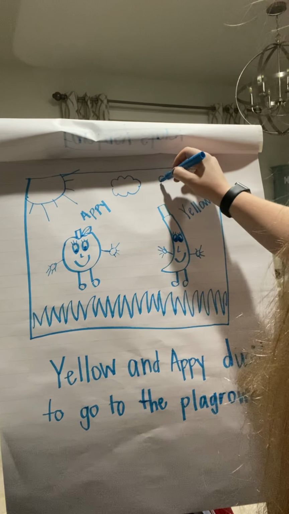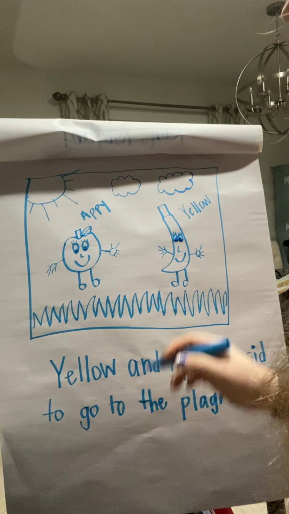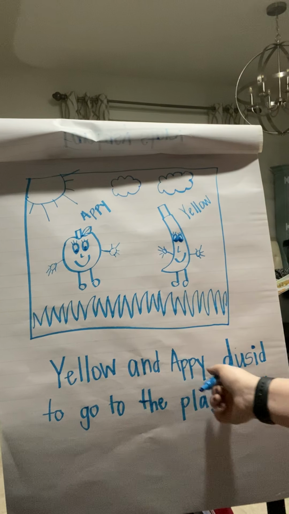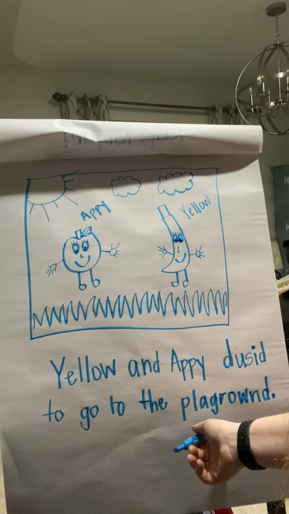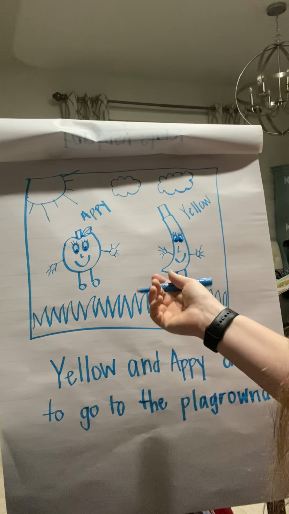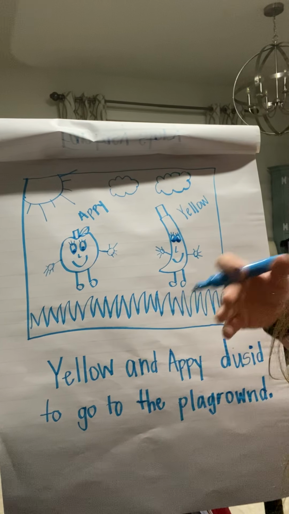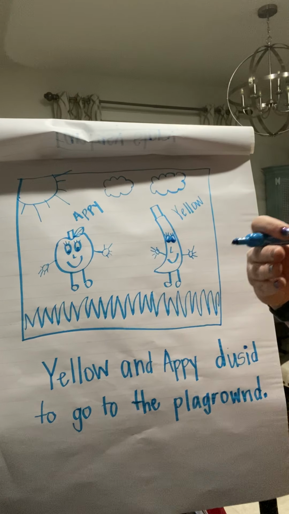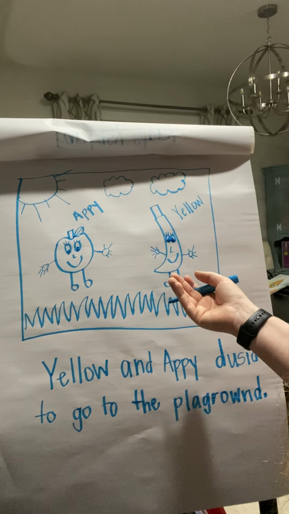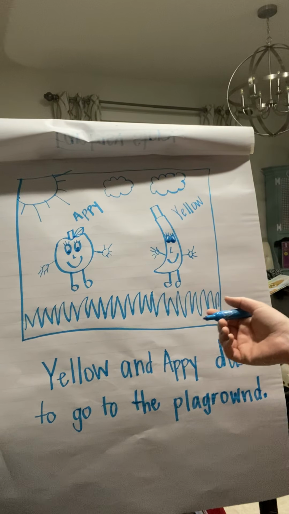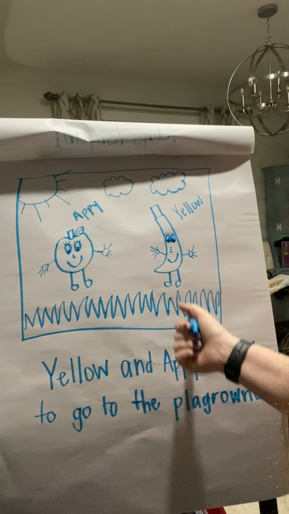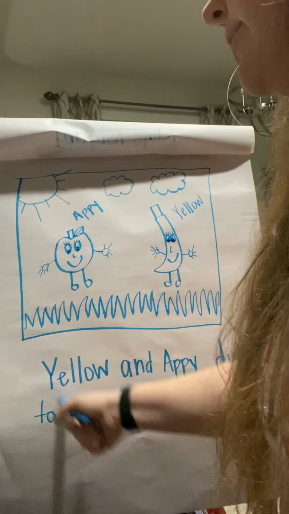And this is just them deciding that they're going to the playground. So Yellow and Appy decide to go to the playground. If I wanted to, I could draw in maybe a picture of a slide or a swing. That's up to you. Again, this is not your story. This is my story. So you get to choose what you want to draw in your story. Today is the very first page. So this would be the very first page in my book.